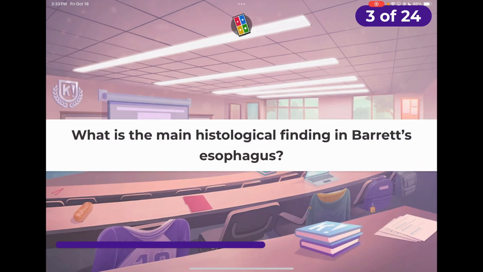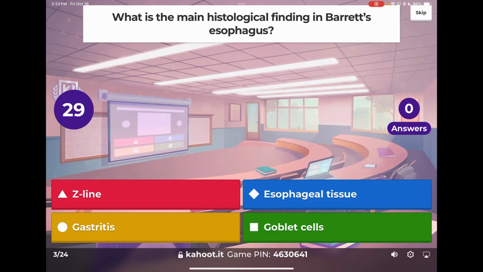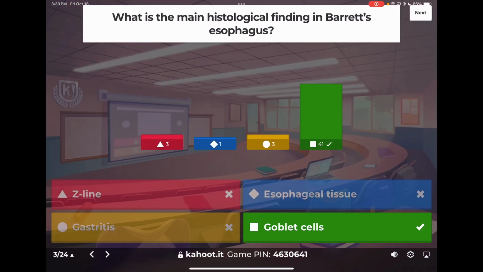What is the main histological finding in Barrett's esophagus? Okay, do they have a Z line? No, it's been obliterated, essentially. Do they have esophageal tissue with Barrett's esophagus? No, it's been replaced. Goblet cells. Goblet cells should not be in the esophagus. And remember, this is the link that starts between Barrett's esophagus causing cancers, all these different cell type changes.